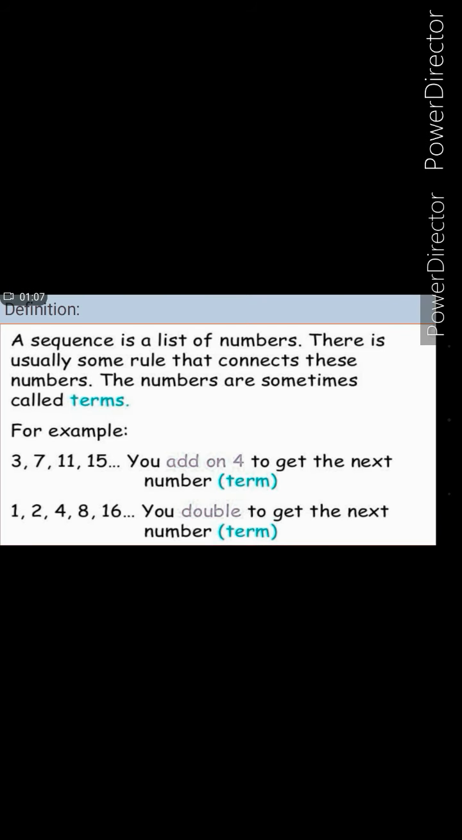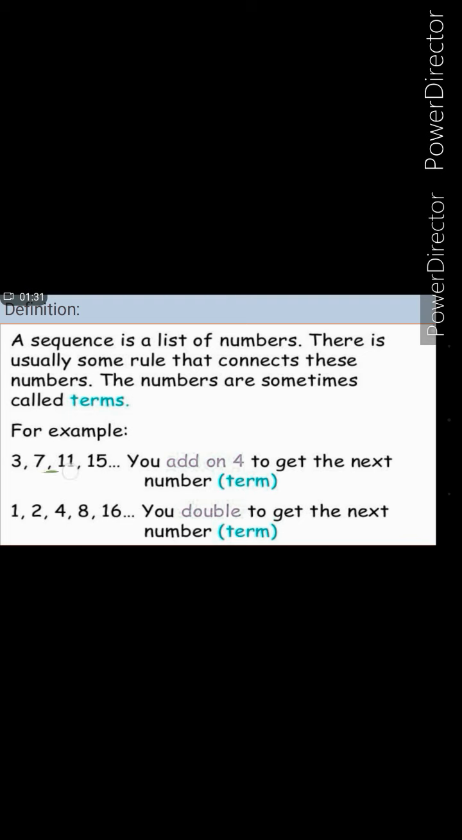But what is the particular definition of sequence? A sequence is a list of numbers. There is usually some rule that connects these numbers. It means a sequence is a list of numbers that follow some rule, some pattern, some formula to make a sequence. These numbers are called terms. Now I will explain with an example.